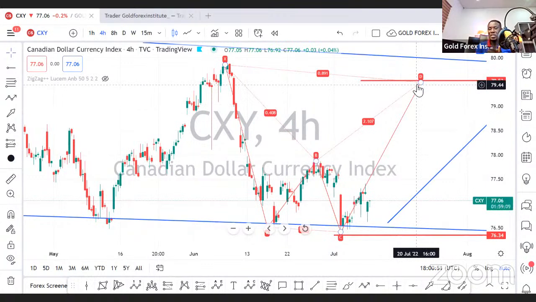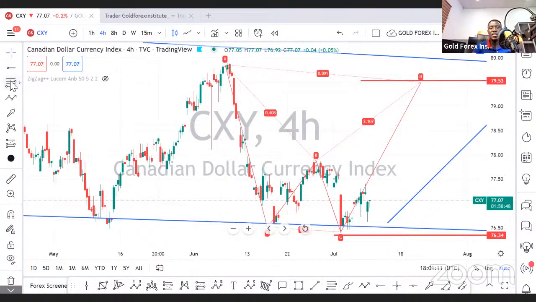So don't joke with CAD. CAD is going to be strong for a very long time. Okay, CAD is actually going to be strong for a very, very long time, seriously.